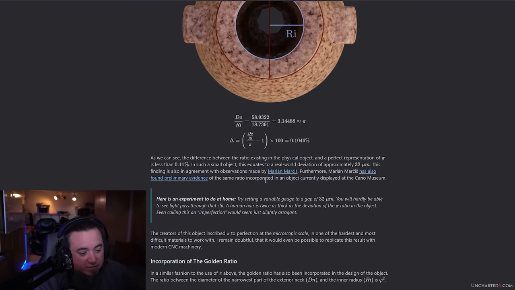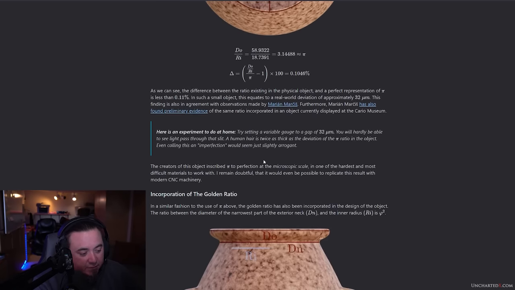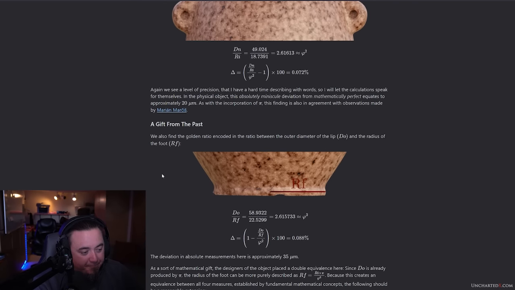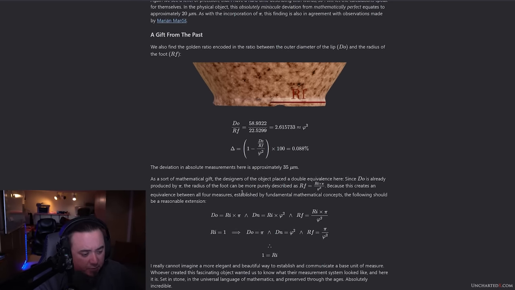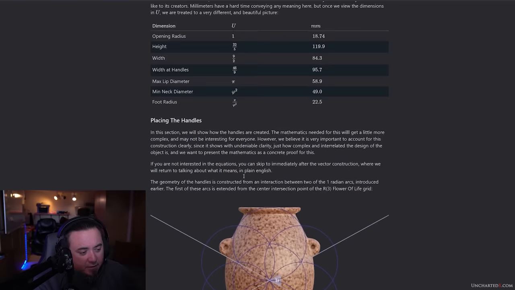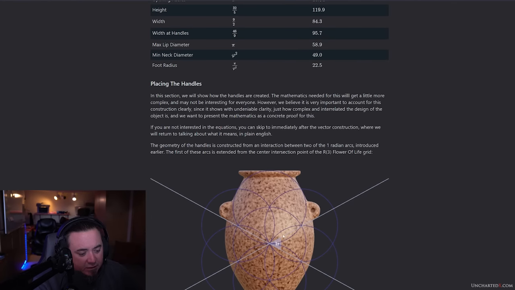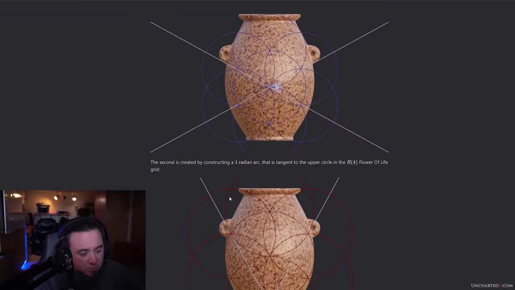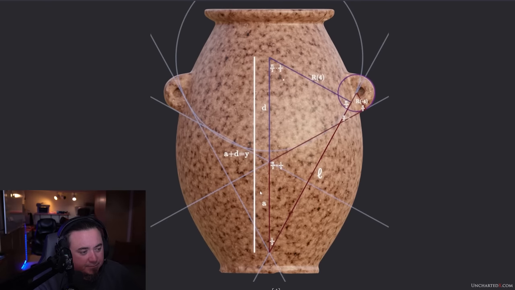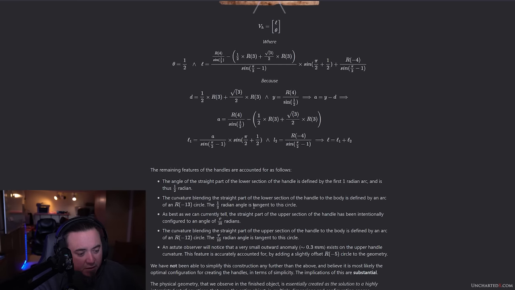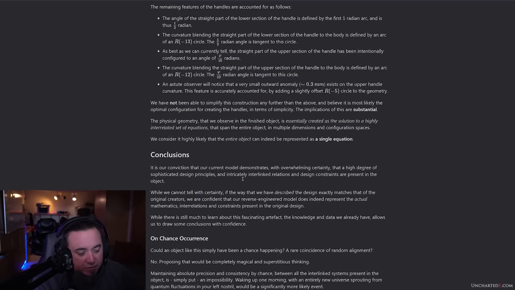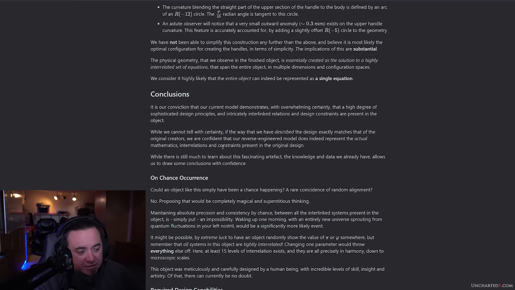Preliminary evidence of the same. So we're seeing this sort of stuff here. Incorporation of the golden ratio, that's phi. Golden ratio. So what's interesting here, and we get into the handles, again, one radian arc is shown with the handles, single radian arcs, some math included. Now what's interesting is some of the conclusions that you come to with this, right? So I think this is really interesting.